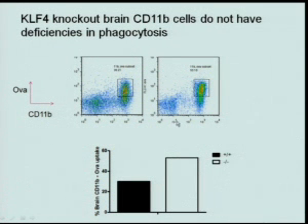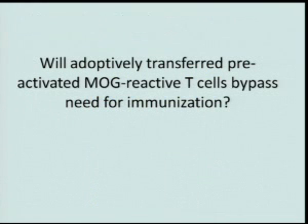In addition, the CD11B cells that we looked at in the brain had equivalent abilities to take up antigen. We thought that it was possible that cells were deficient in their ability to phagocytose antigen, but essentially there was no difference in those.